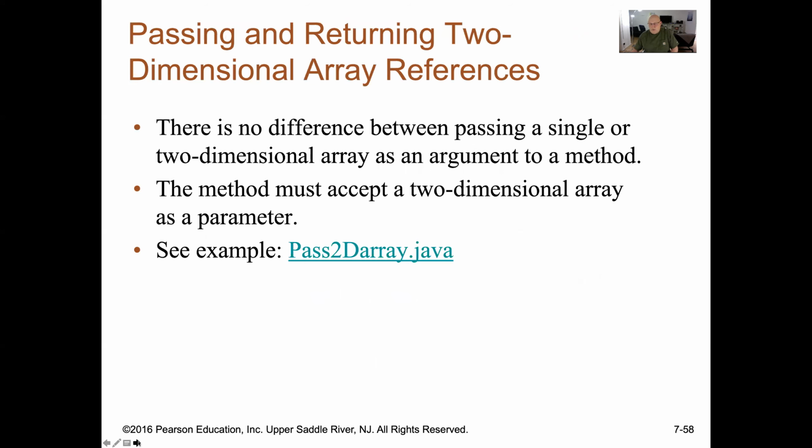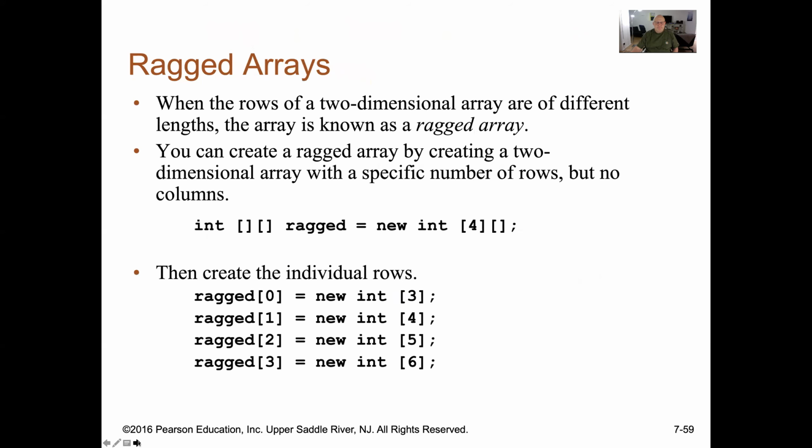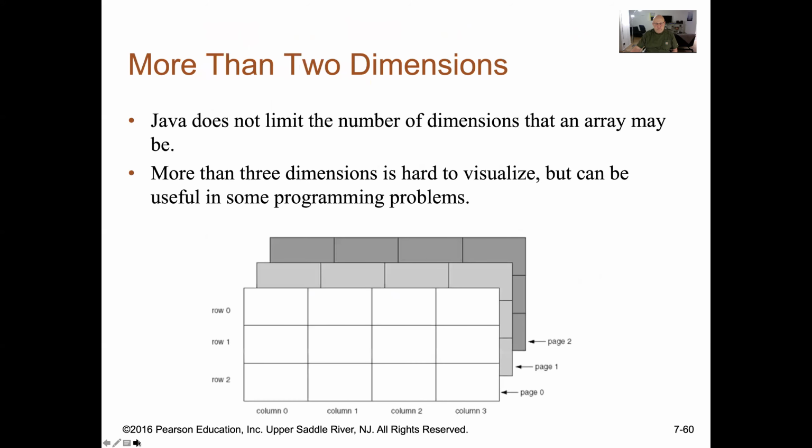So there's no difference between passing a single or a two-dimensional array as an argument to a method. The method must accept a two-dimensional array as a parameter. It's an example of ragged arrays. You can do three-dimensional arrays, but it's hard to visualize. But it can be used and useful in some programming problems.